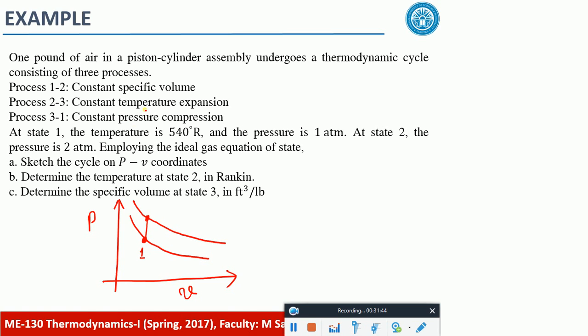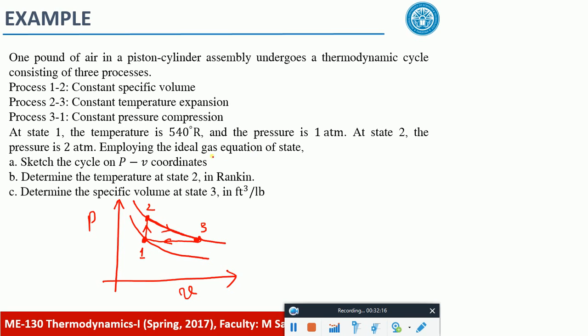Let's talk about the other thing. Constant temperature expansion. Now it would go along the isotherm, and this may be your state 3. And then finally it is constant pressure compression. So it would go from here to here. So this is how you represent your cycle. Do you understand that? Any question?